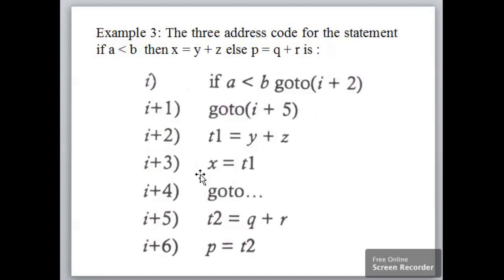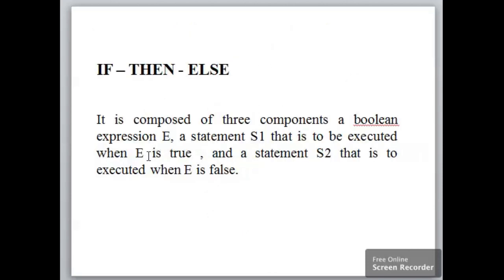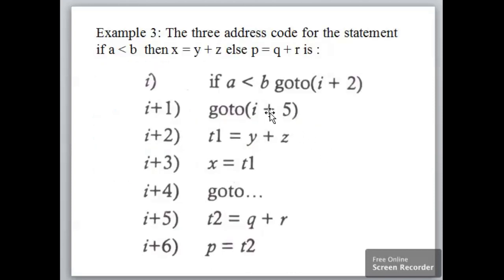Let us go with an example. If A less than B, then statement S1, else statement S2. So this is the E expression, this is the statement S1, this is the statement S2, as per the instruction that I have given over here. So we have a boolean expression E, a statement S1, and a statement S2, S1 when E is true, S2 when E is false. Now we need to write down a three-address statement for this given input.